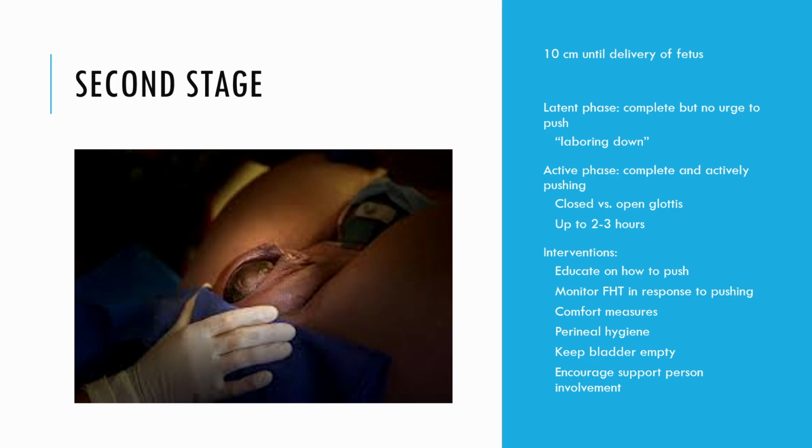we can then break this up into two different phases. Okay, so the latent phase is the early phase of our second stage of labor. This is also known as laboring down. So sometimes moms get to complete, okay, there's no cervix left, but they have no urge to push yet. So instead of having mom start to push and get tired and worn out, we can have her labor down, or let her uterus, that primary power, push that baby down with contractions on its own for a while until mom feels that urge to push.